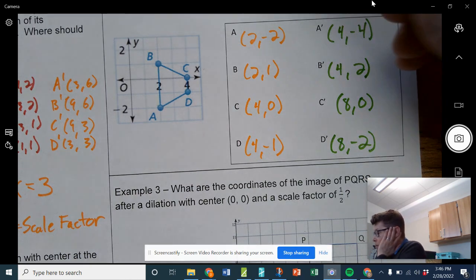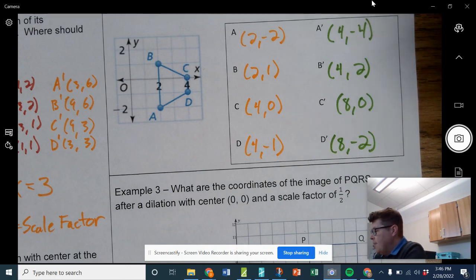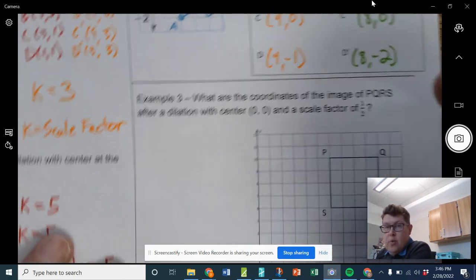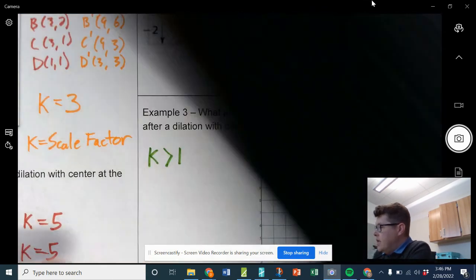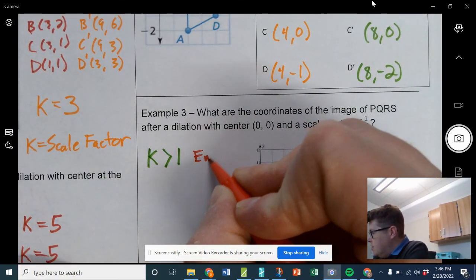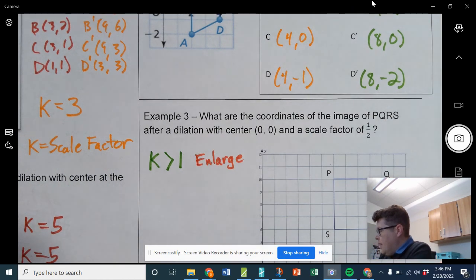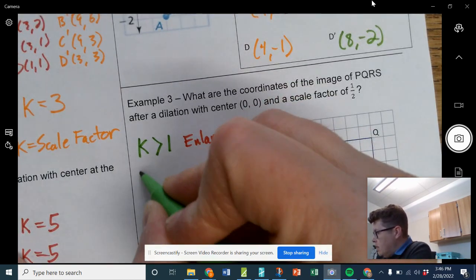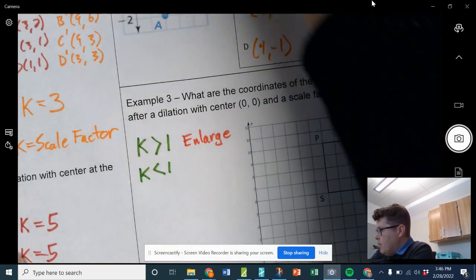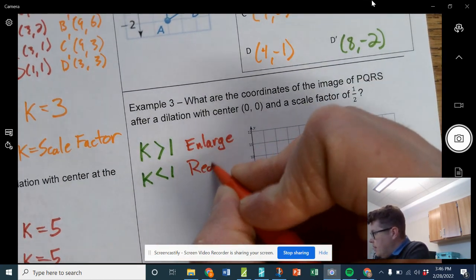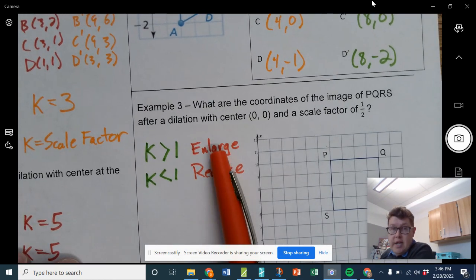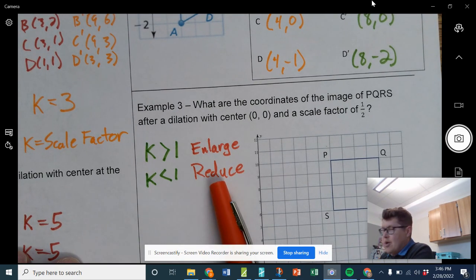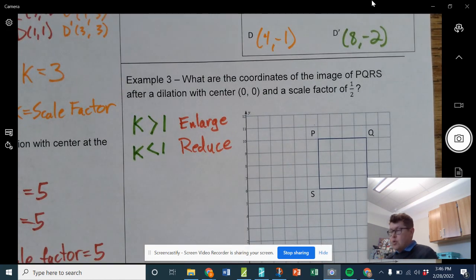So again, we've seen scale factors of 3 and 2 and 5 so far, right? Those are all greater than 1. When you have a scale factor that is greater than 1, it's an enlargement. And when you have a scale factor less than 1, it's a reduction. So you either enlarge or reduce. When it's bigger than 1, it's getting bigger. When it's less than 1, it's getting smaller. When it's equal to 1, that means it's the same size because you're just multiplying by 1.